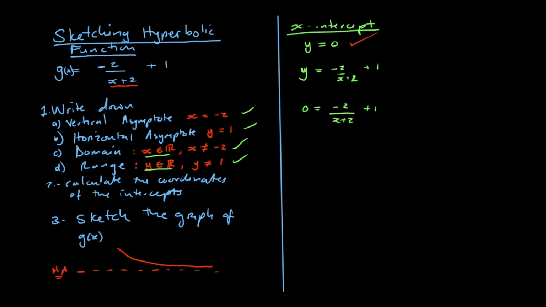Then from here now, guys, you need to know you are transposing. When you are transposing, make sure that you really do the transposing. Check the sign. You are not rushing for anything. It's positive, so it's going to go there as a negative. Negative 1 is equal to minus 2 over x plus 2.